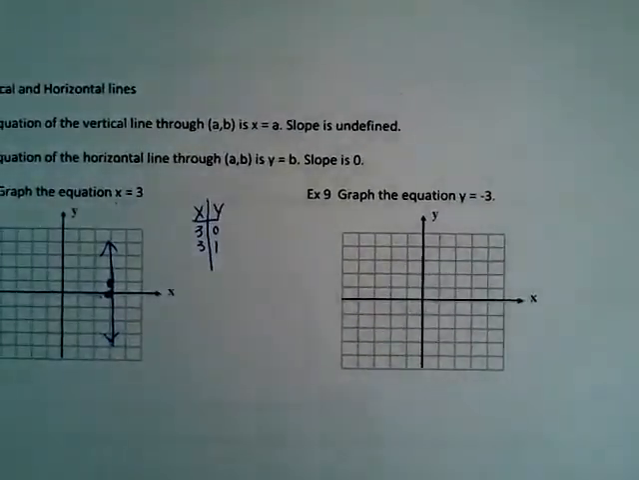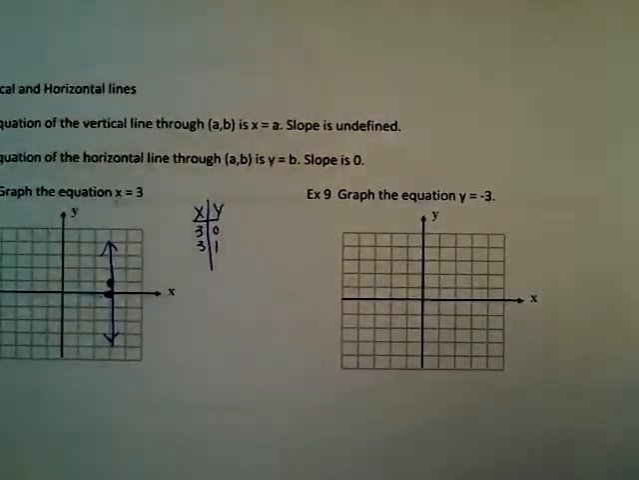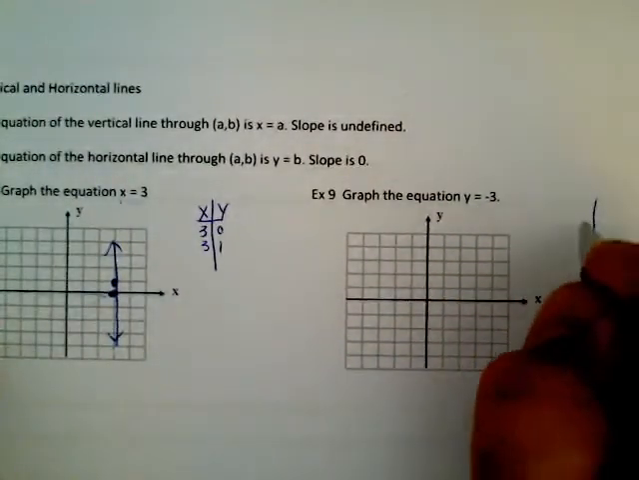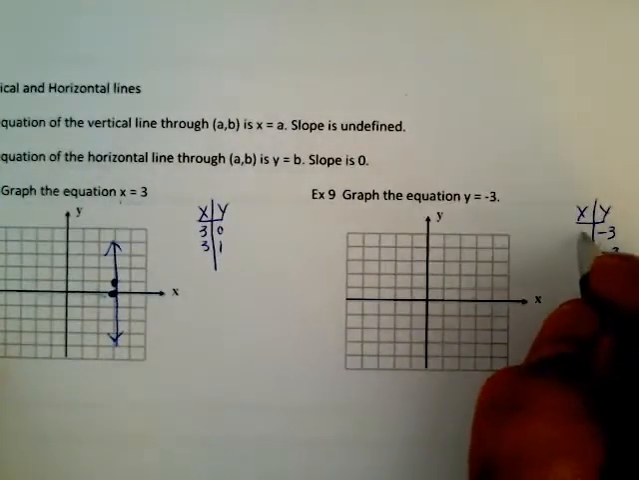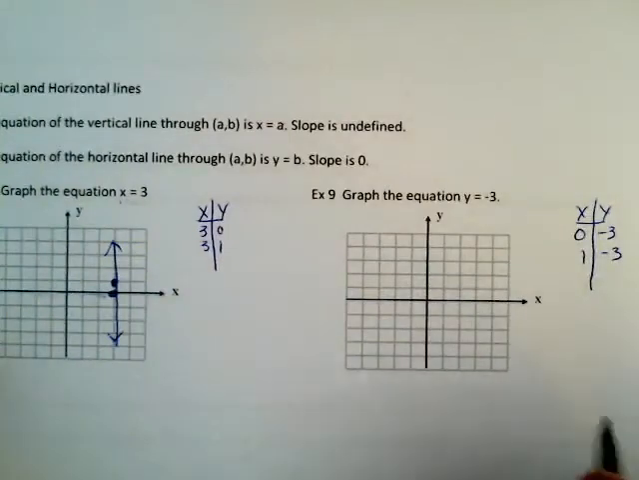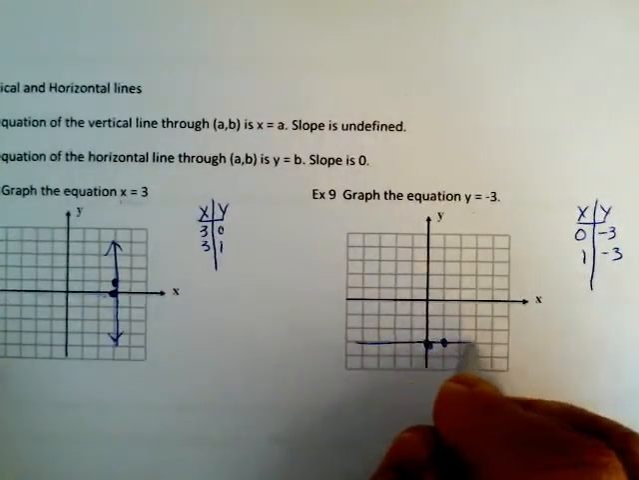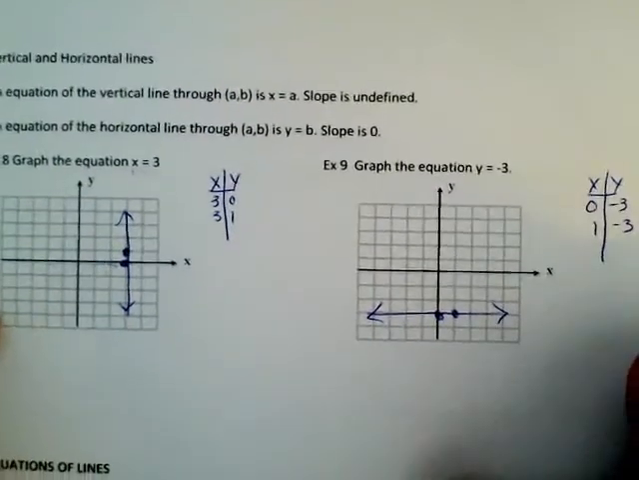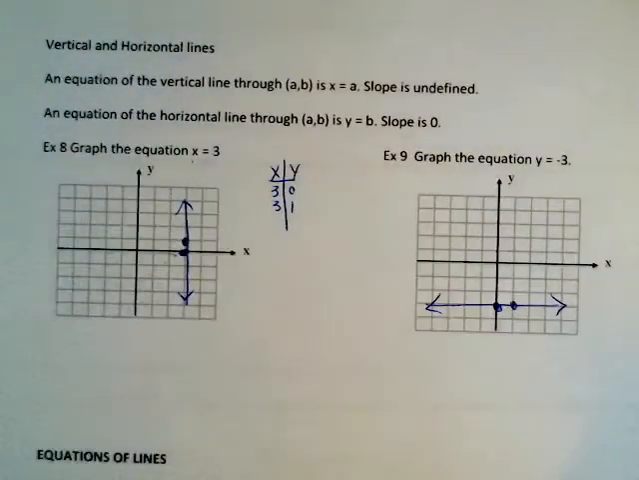The same thing kind of goes for your horizontal lines. Okay? Y is negative 3. So therefore, I can do the same thing with my XY table. Y is always negative 3, and I can just choose any 2 x's I want to. So I've got 0, negative 3, 1, negative 3, and that allows me to draw the line correctly. So you got to do what you feel you need to do to be successful. Okay, whatever you need to do. Whatever helps you get things right.